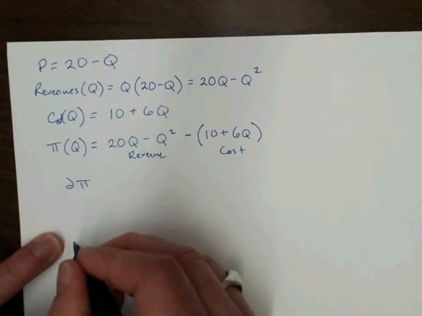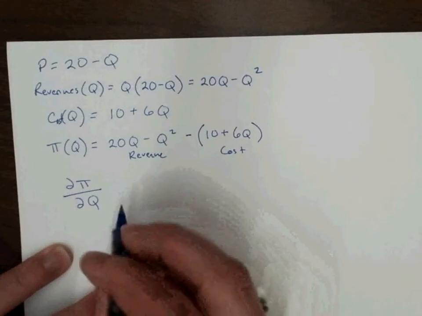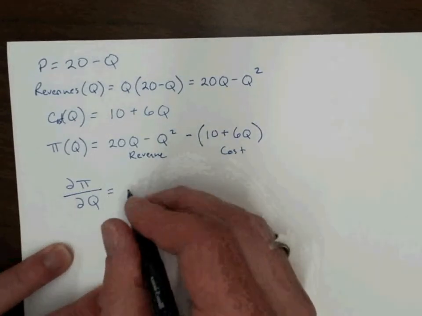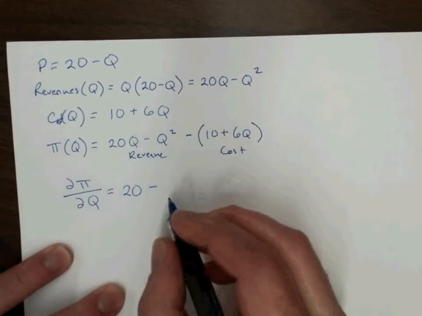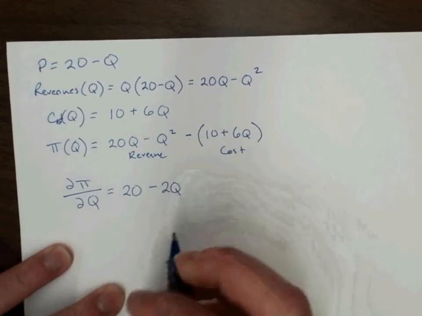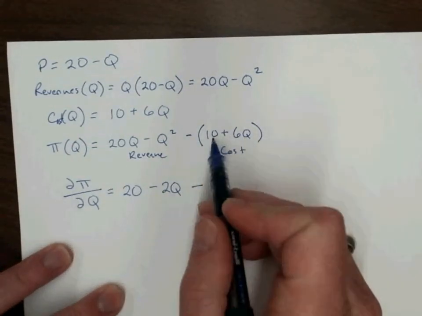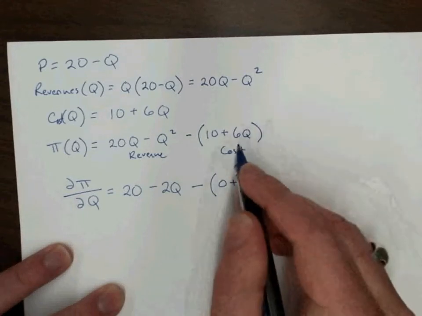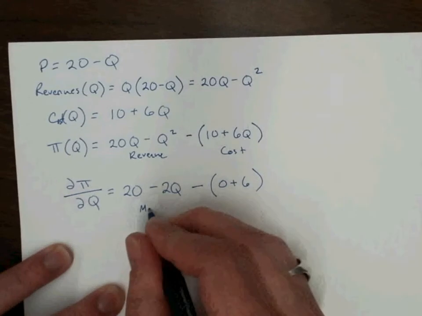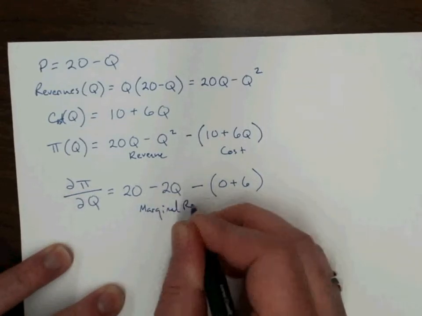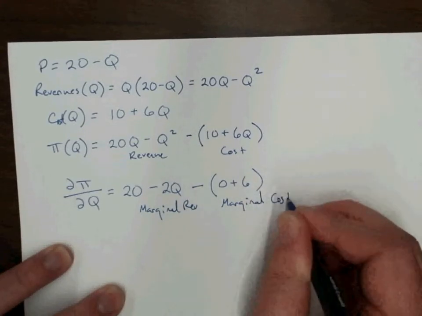So we're going to take the derivative of profit, the change in profit, as we change our production. That's going to have two effects. It's going to affect our revenue this way. Derivative of 20Q is 20. The derivative of Q squared is 2Q. And it also affects our cost. Minus, derivative of 10 is 0. Derivative of 6Q is 6. Alright, so now we have our marginal revenue here and our marginal cost here.